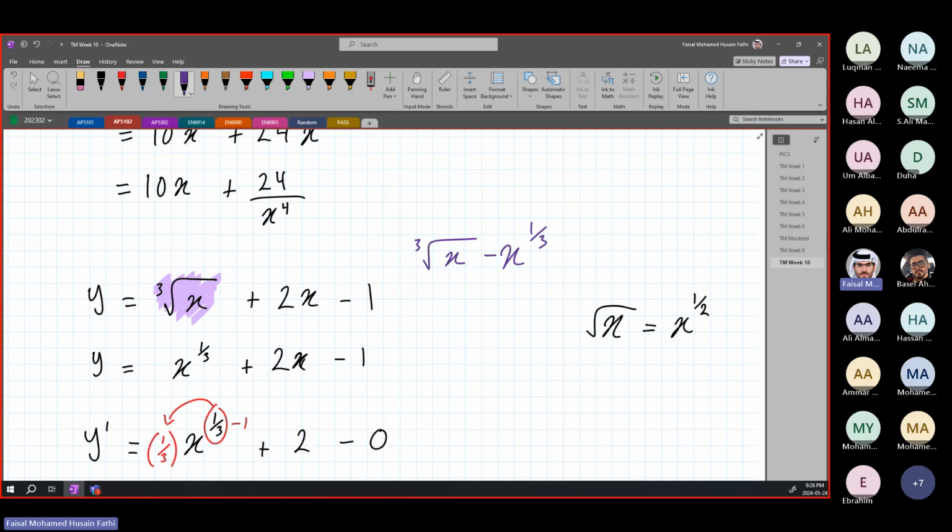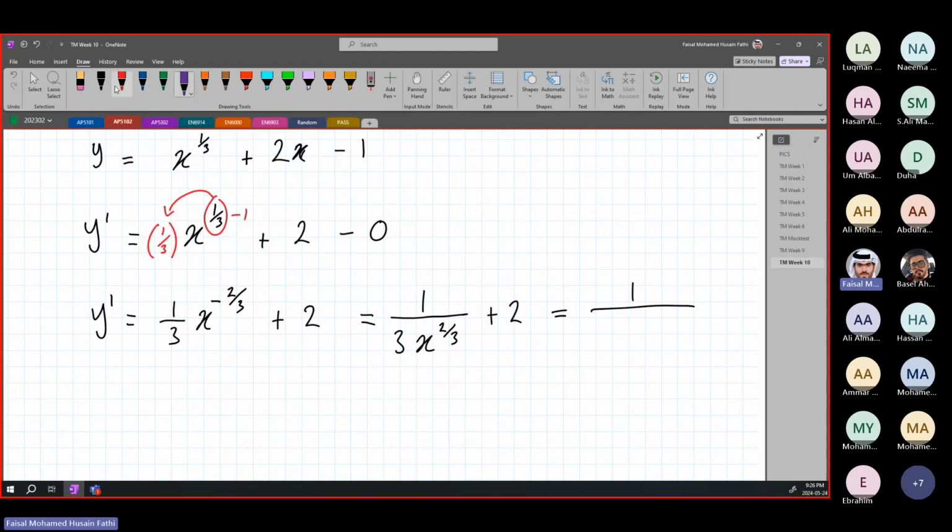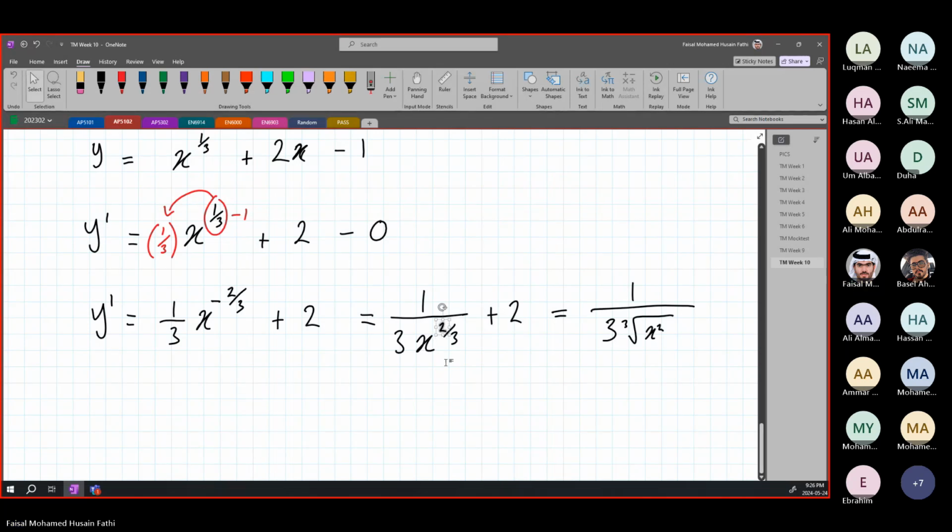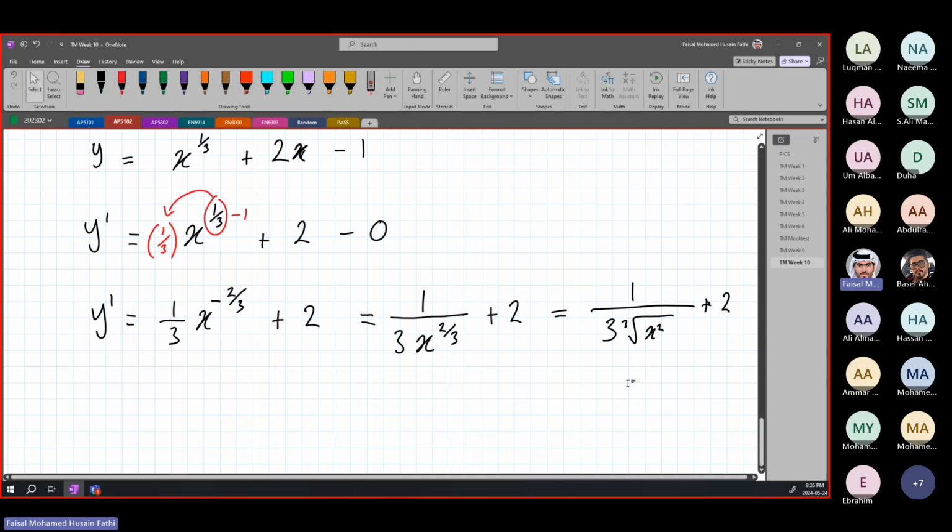So square root of x is equal to x power 1 over 3. Same thing, x power 1 over 3, we can plug it in, transform it back into this form, which will be 1 over 3 cube root of x squared. And now here we have at the top the exponent x squared, and at the bottom this is going to be our cube root, of course, plus 2.